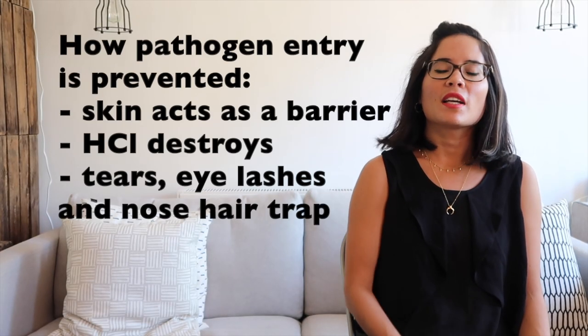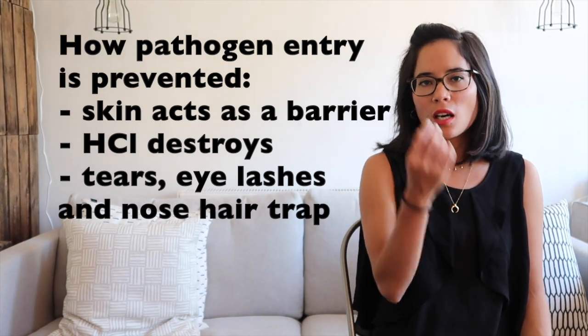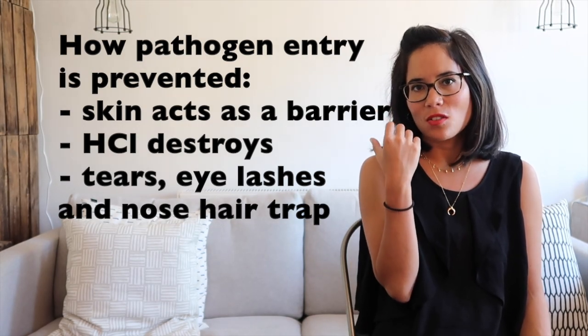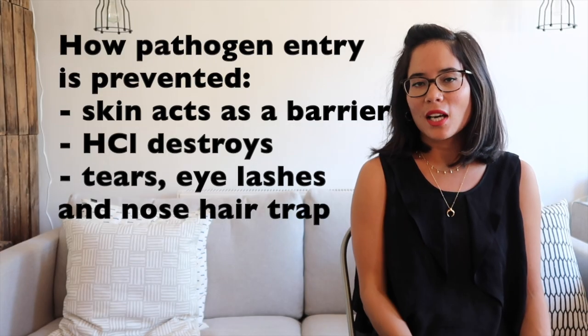Next topic, white blood cells and the immune system. So let's first of all discuss how we prevent pathogen entry in the first place. So remember, our skin acts as a barrier. Our hydrochloric acid in our stomach helps to destroy pathogens. Our tears prevent pathogens entering our eyes, and also your eyelashes.